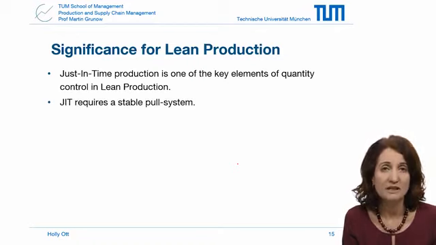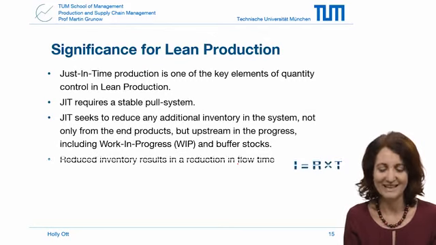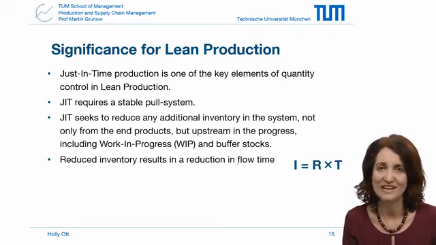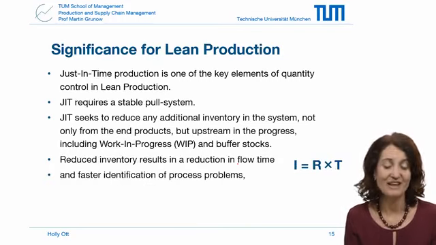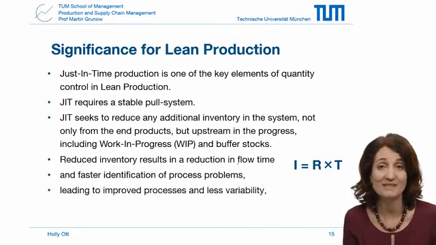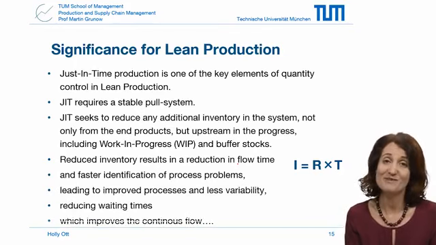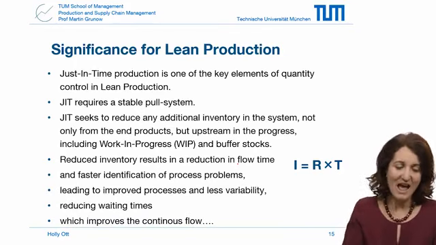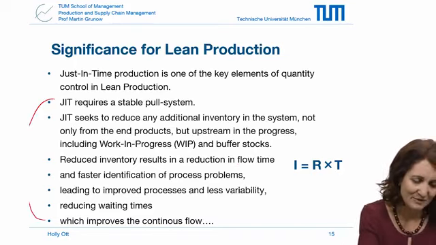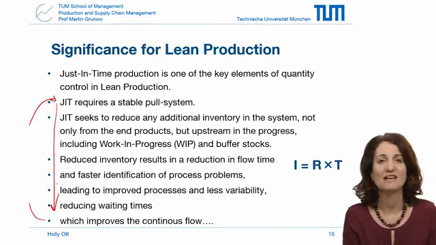JIT will seek to reduce any additional inventory in the system, not only from the end products, but also upstream in the process, including work in progress and buffer stocks. This results in a reduced flow time and faster identification of process problems, which leads to improved processes and less variability, which reduces our waiting times, which improves our continuous flow. And we go back to step 2, where we have a stable pull system. We can continue this type of cycle.